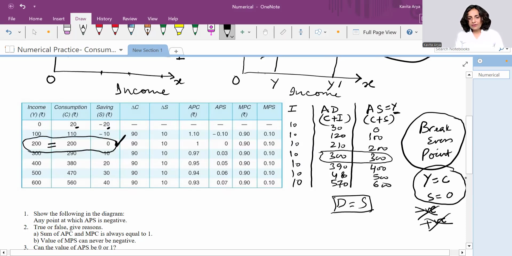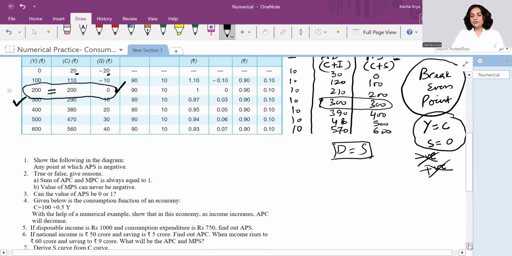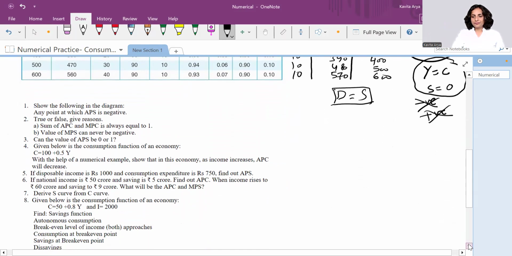So this level of income, for sure, would not be coinciding with the break even. It would always be ahead of break even. So that level of income where AD is equal to AS becomes the equilibrium level of income. And this would be done in detail in the next chapter. So let's proceed ahead with the numericals beautifully curated for all of you.